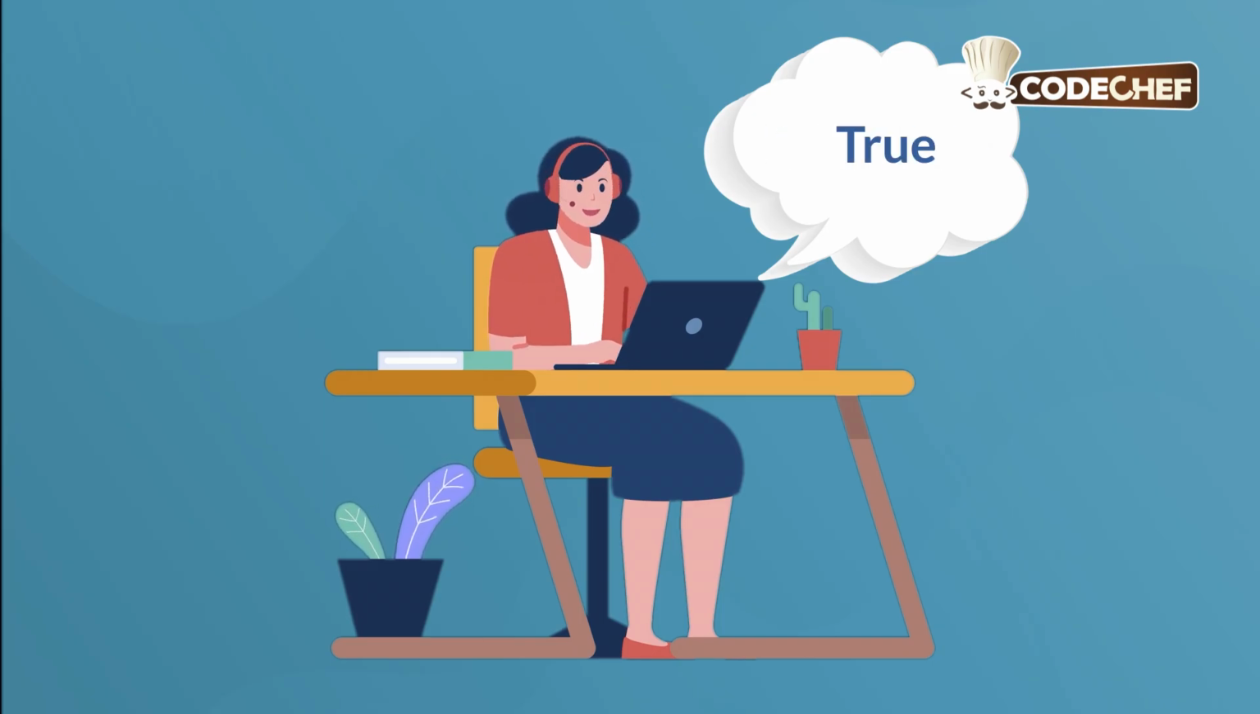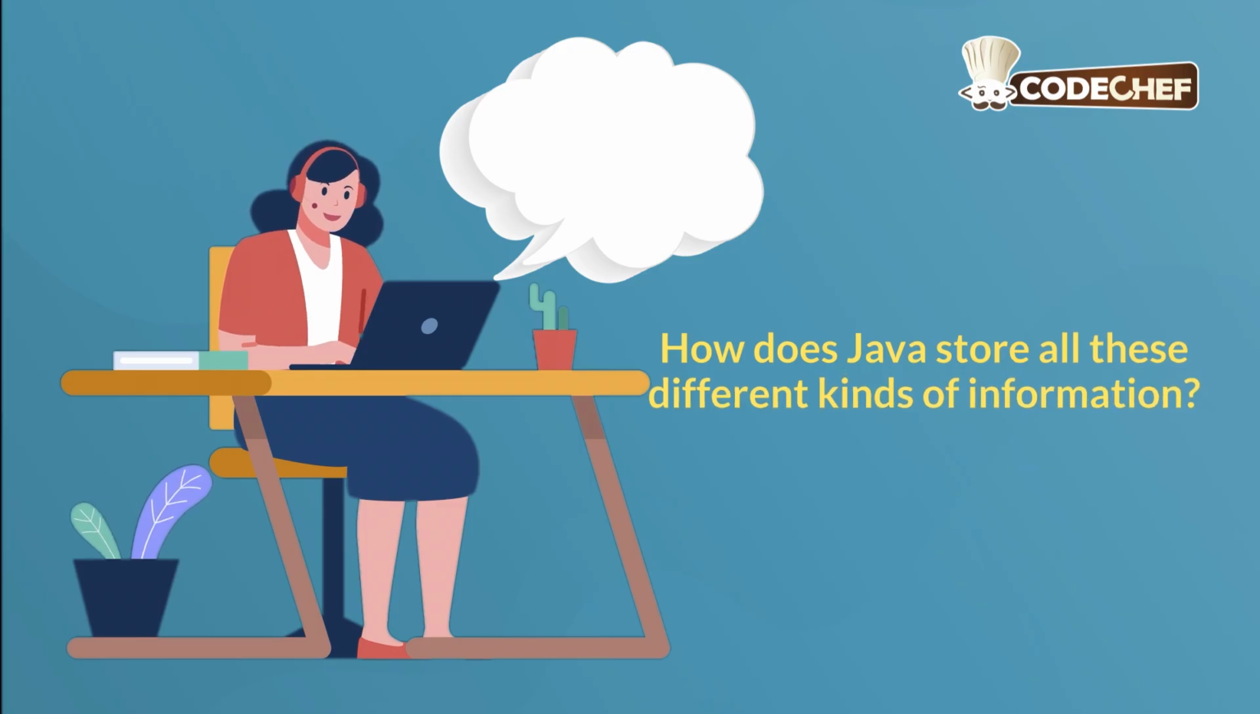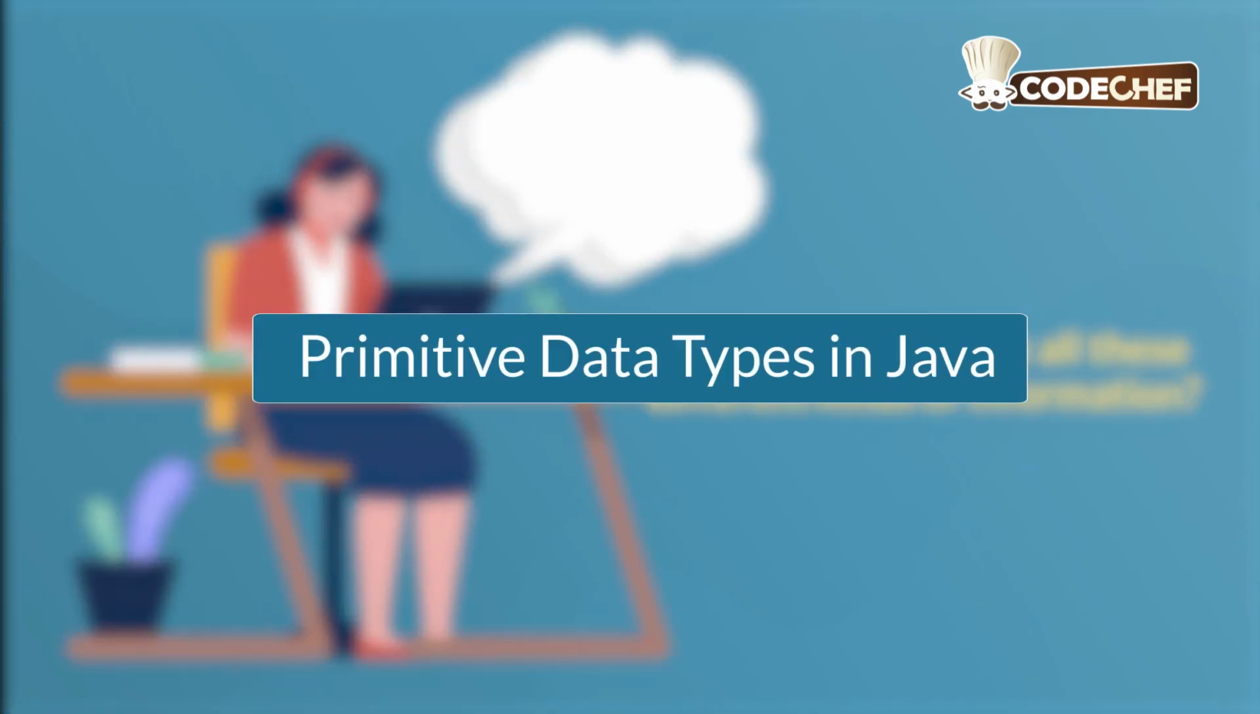Imagine telling your computer about your age, a price, a grade, or whether something is true or false. How does Java store all these different kinds of information? That's where primitive data types come in.